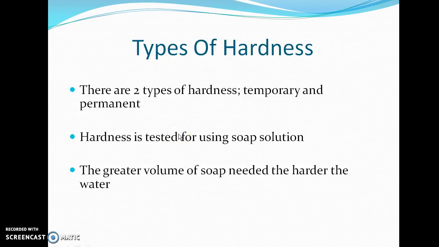There are the types of hardness. There are two types of hardness: temporary hardness and permanent hardness. Temporary hardness is known as carbonate hardness, or also alkaline hardness, and permanent hardness is also known as non-carbonate hardness or non-alkaline hardness. Now this hardness is caused by the presence of calcium and magnesium chlorides and sulfates.